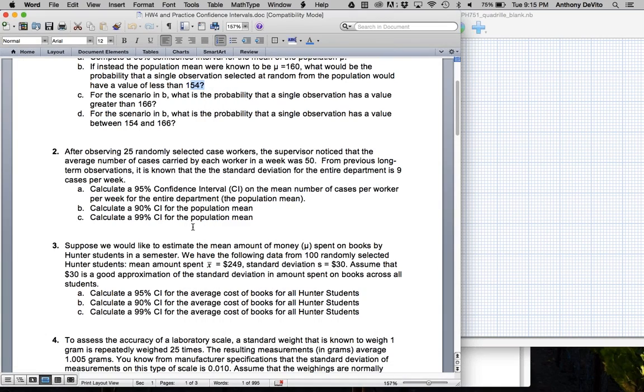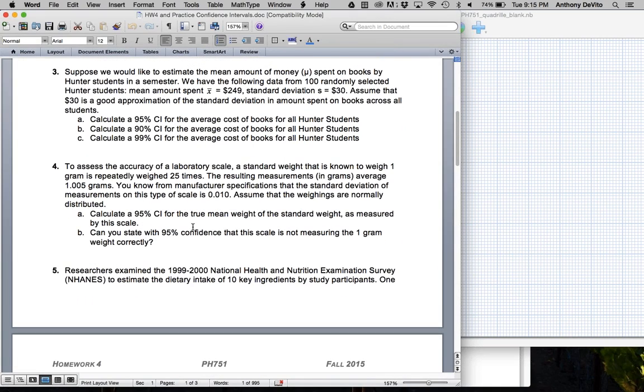Okay, number 3. Suppose we would like to estimate the mean amount of money, mu, spent on books by Hunter students in a semester. We don't know mu, we want to estimate it. We have the following data from 100 randomly selected Hunter students. The mean amount spent was $249. The standard deviation was $30.